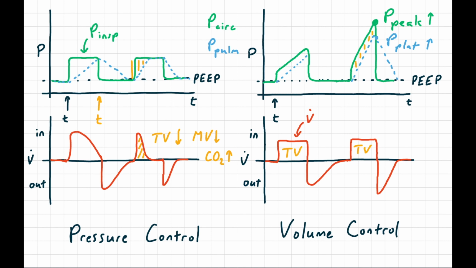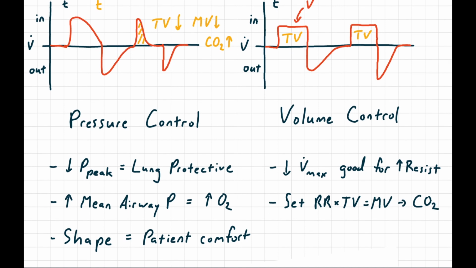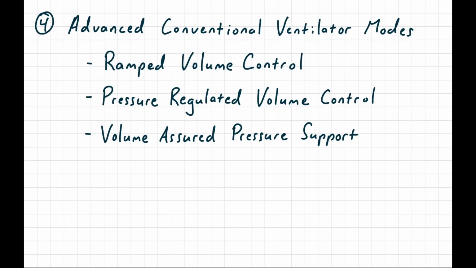Last time, we took a good look at the clinical advantages and disadvantages of pressure control and volume control modes. We decided that pressure control, with its lower peak pressure and higher mean airway pressure for a given tidal volume, is better for oxygenation and patient comfort, but at the expense of the stable minute ventilation that defines volume control mode. This time, we're going to look at some of the more modern ventilator modes and how they work to get the best of both worlds. These newer modes are ramped volume control, pressure-regulated volume control, and volume-assured pressure support.